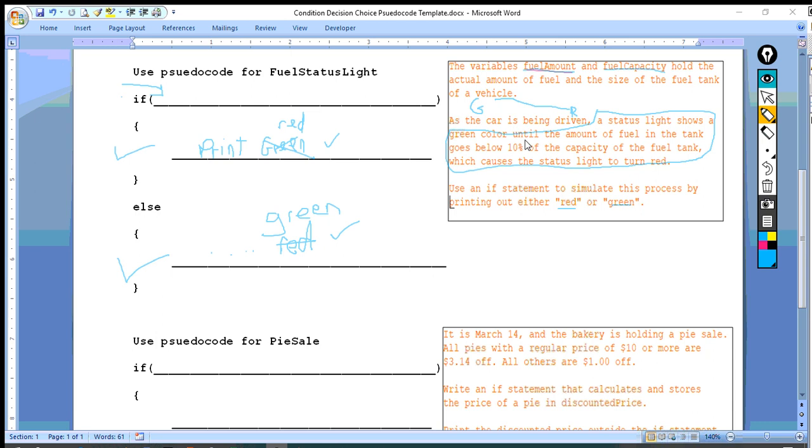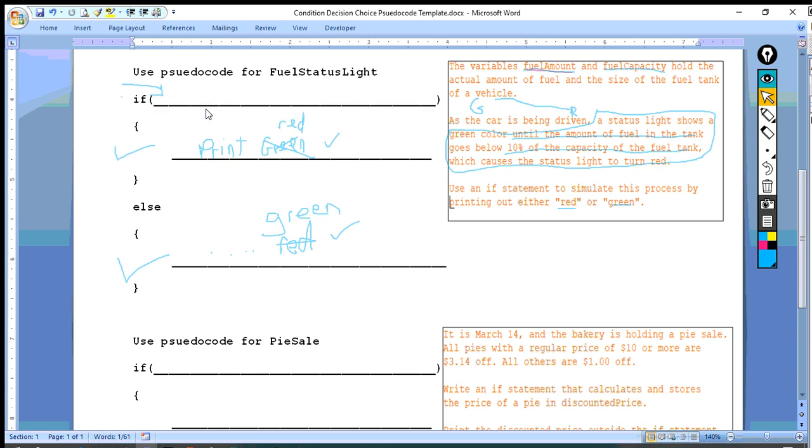And so that tells you pretty clearly right here. It says until the amount of fuel in the tank goes below 10% of the capacity. And so this is the kind of thing where you would, and actually I'm going to make it easier for me to type here, but this is really looking for then, well, what's going to cause it to turn red? Right here is when it gets below 10%. When what gets below? The amount of fuel.